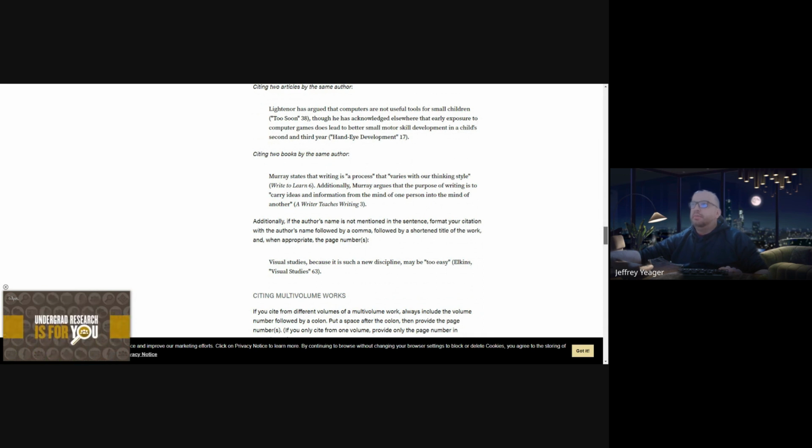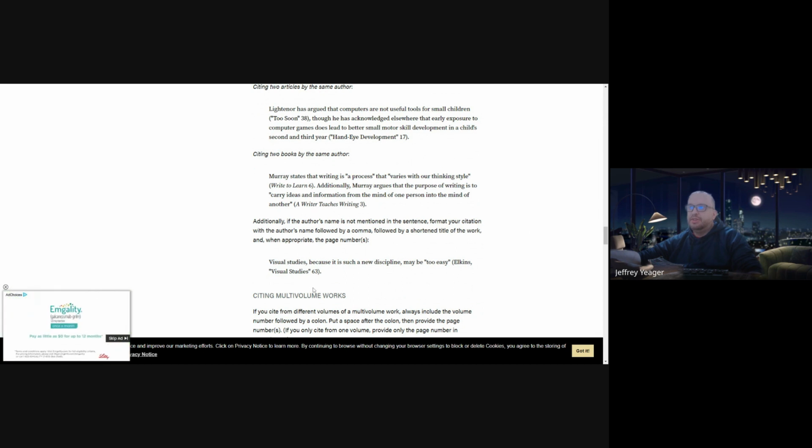So it says Murray states that writing is a process that varies with their thinking style. So they cite the title in the parentheses instead of the name in that case. Or it says if the author's name is not mentioned in the sentence, format your citation with the author's name followed by a comma, followed by a shortened title of the work and the page number. So Elkins, comma, Visual Studies. So that's a shortened version of his title, 63.